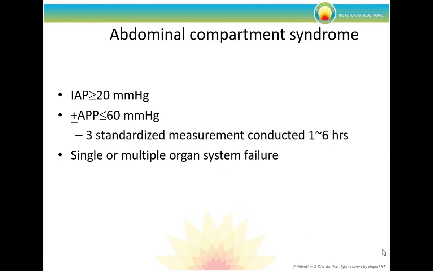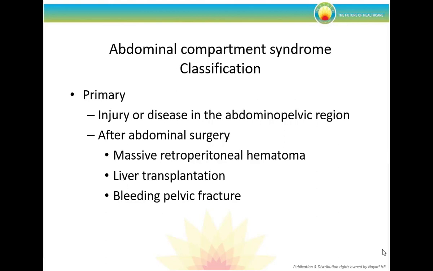The other definition is, as I said, IAP more than or equal to 20 or abdominal perfusion pressure less than 60 with single or multi-organ failure. So there are various ways with which you can classify abdominal compartment syndrome.